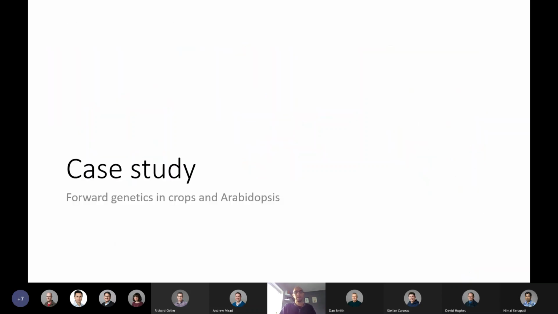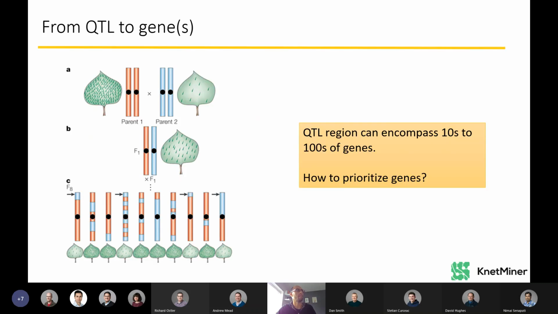So what I'm going to do now is show you some case studies of how the knowledge graphs that we are building are exploited with NetMiner to drive biological questions. The first case study I'm going to focus on is the forward genetics approach in crops. I think I've picked one in tomato and one in wheat and Arabidopsis.